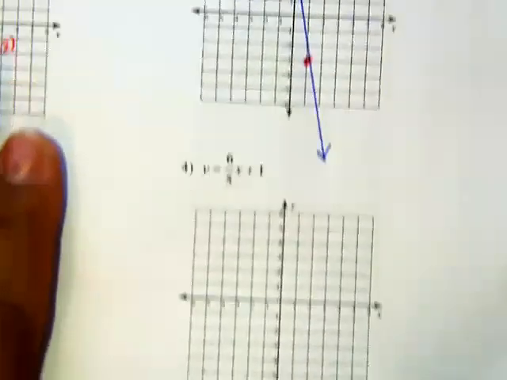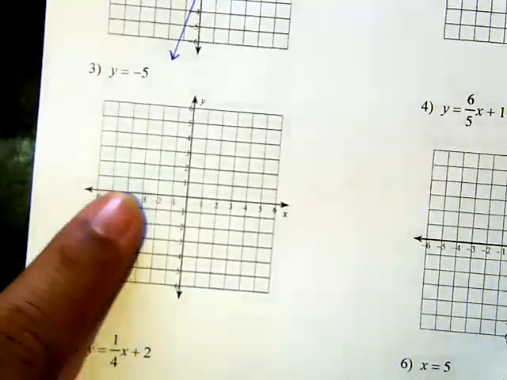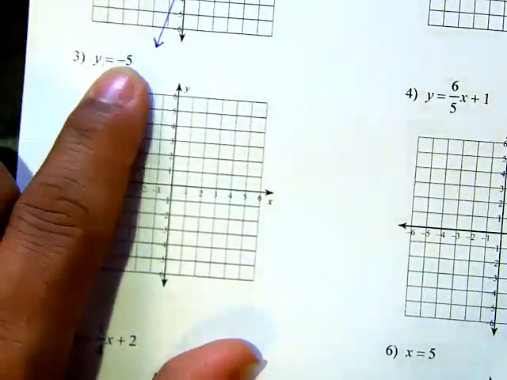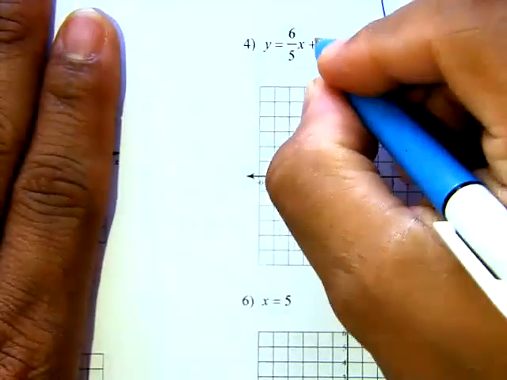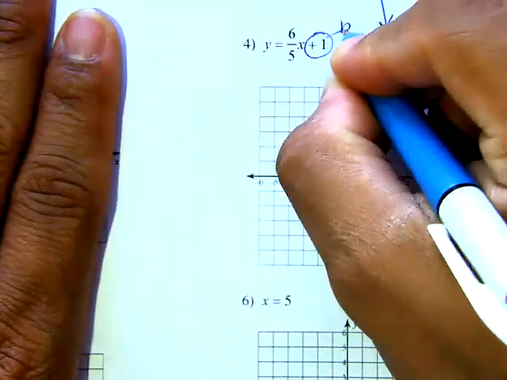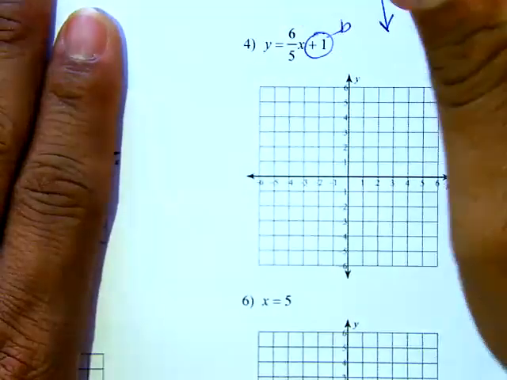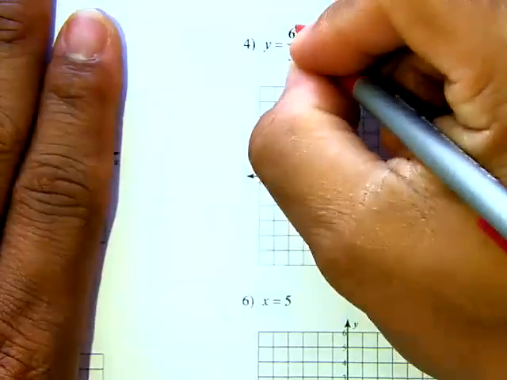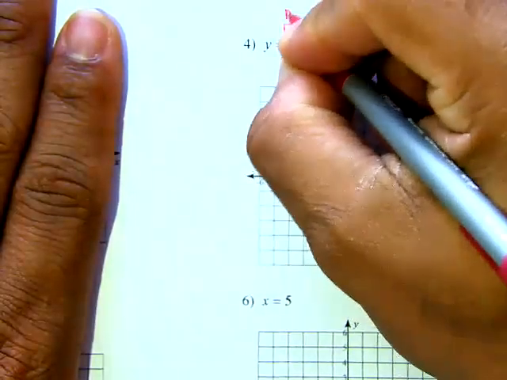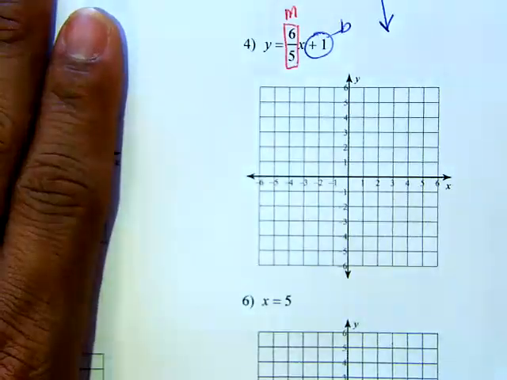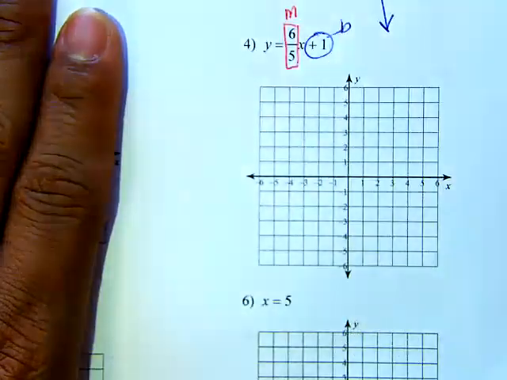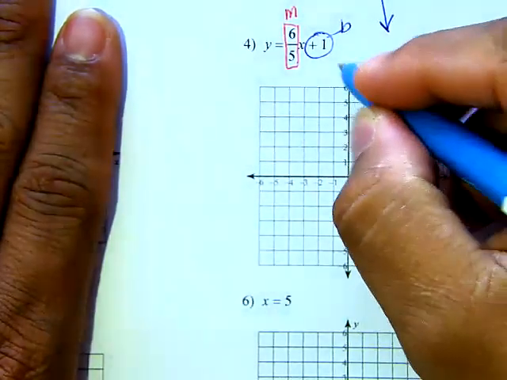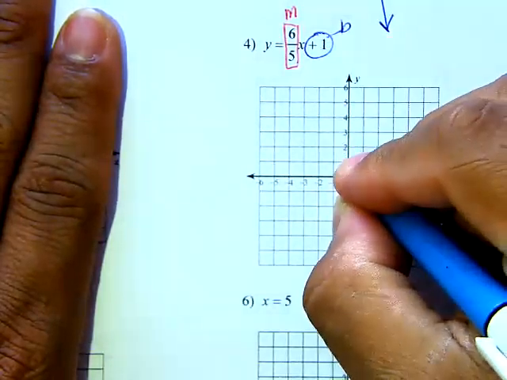Let's take a look at another example. We're going to skip number 3 for right now because it doesn't have an x term. We'll come back to this. Here we have a +1 for my b. That's my y-intercept. And then my slope, my m, is 6/5. Since it's positive, it's a rise. We're going to rise 6 and run to the right 5. Let's go ahead and take a look. Find 1 on the y-axis, right here.